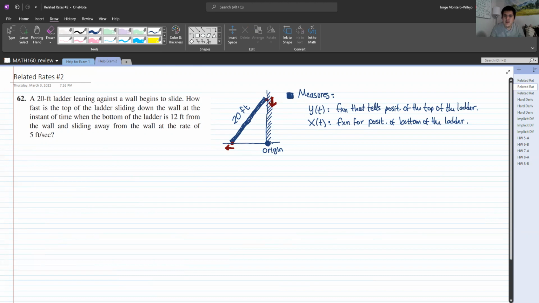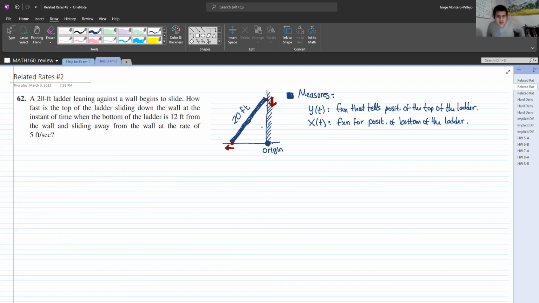But I want to also say that the position of the top of the ladder, well, its distance from the origin is actually decreasing, right? Because it is sliding down and the top is getting closer to the origin, right? So we are experiencing a negative change as time goes on. So that means that the velocity of that, or the derivative of that, the rate of change of that, will be negative. Okay, I wanted to say that because we are going to need that interpretation later on.